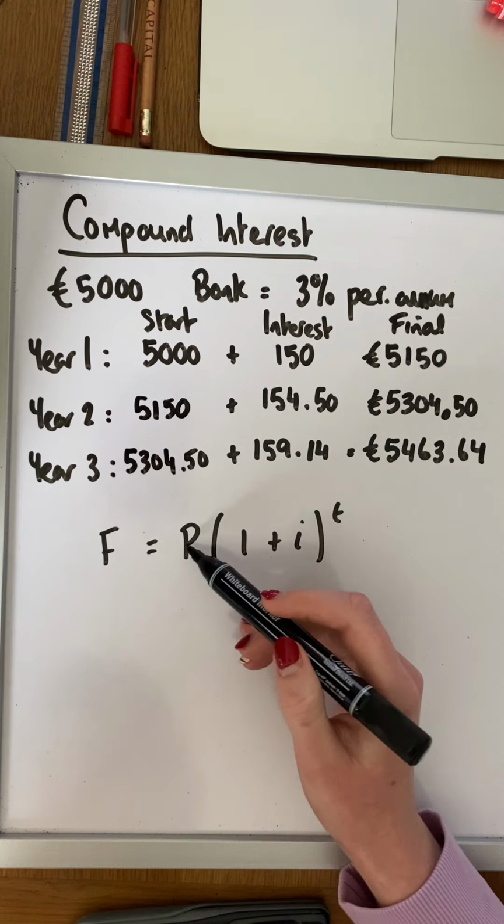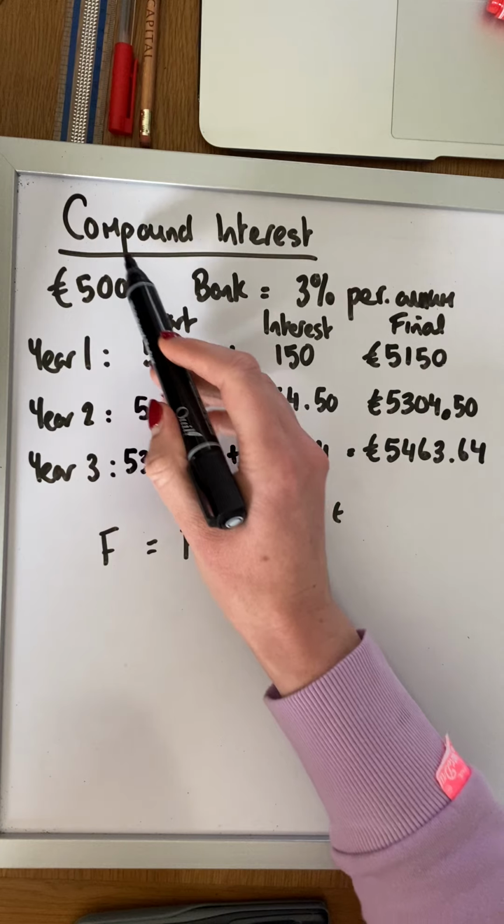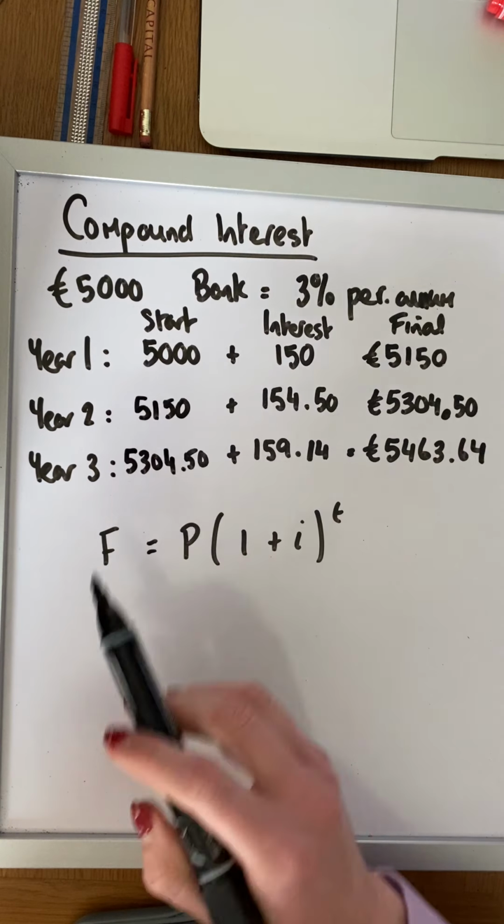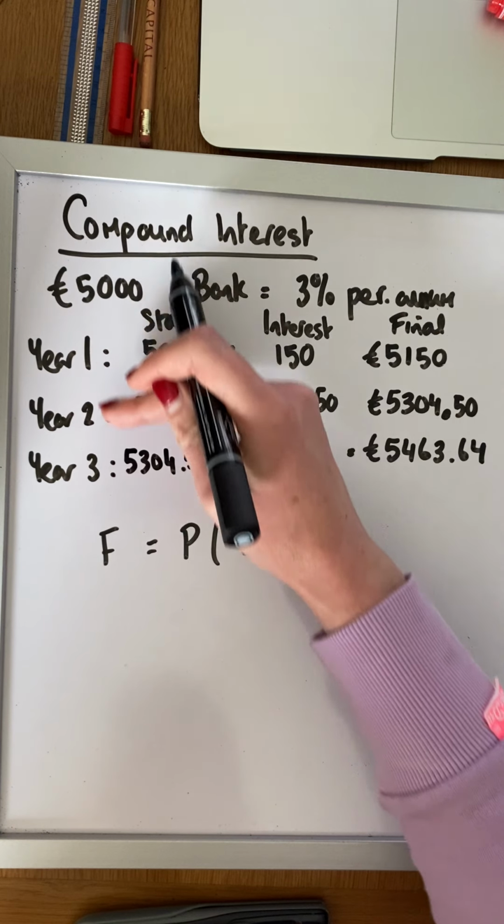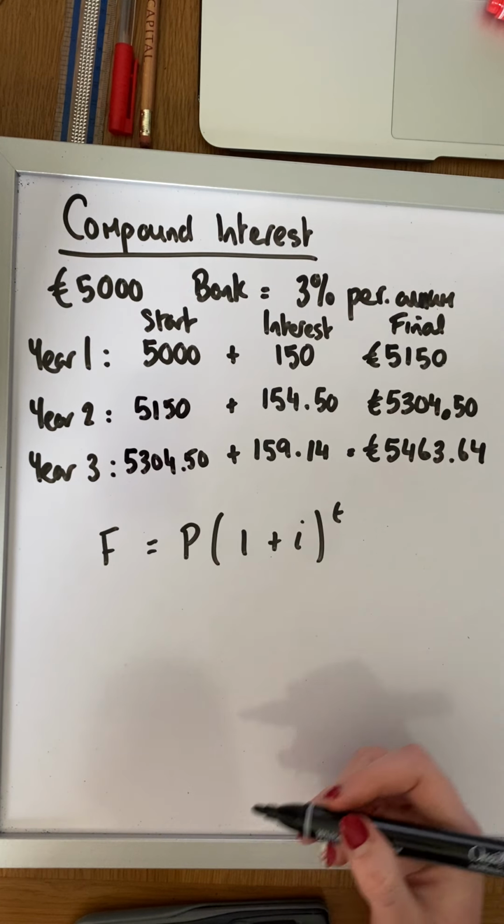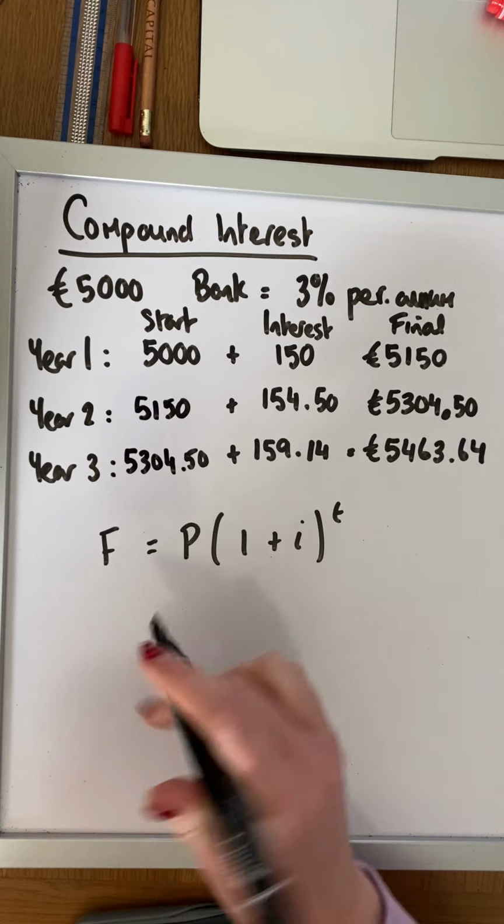P is our principal. That's the very start value at the beginning of year 1, and that's the value given to us in the question. F is what we're looking for. That's the final value. So if we look at what we did here, the breakdown of years 1, 2, and 3, we can actually do that all in one step.